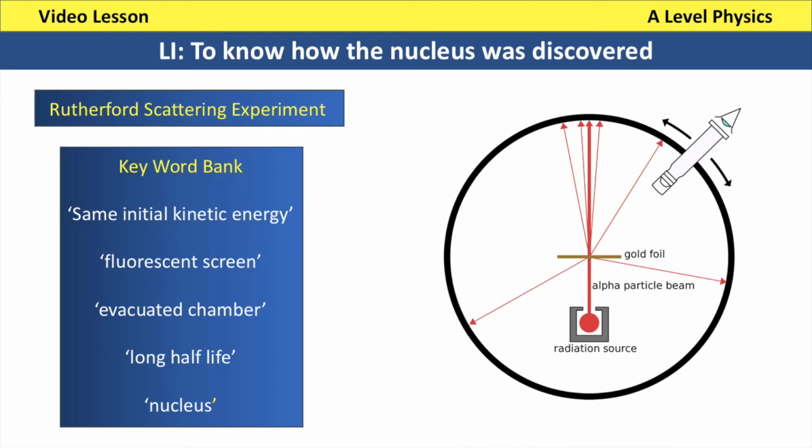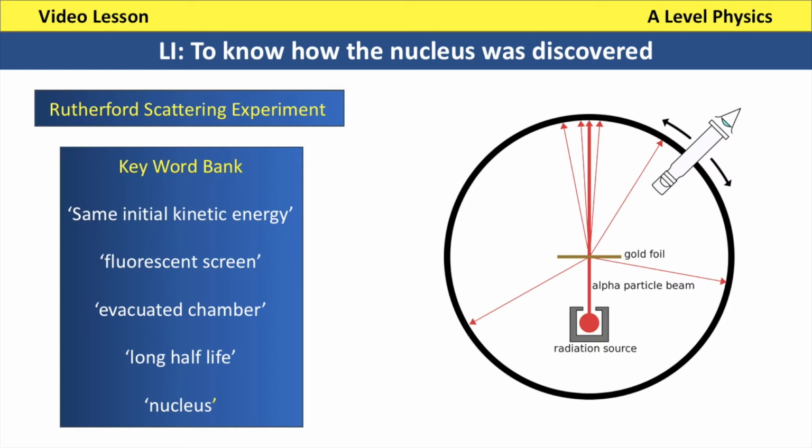Now, the alpha source that is being used for this experiment needs to have a long half-life. The reason for that is they will set up the experiment as shown here, and probably start with the detector straight behind the gold foil. Obviously, they then move the detector to see how many alpha particles are being detected in a certain amount of time at different positions.